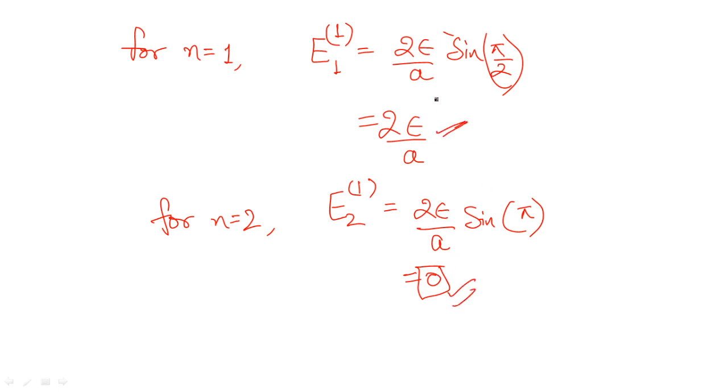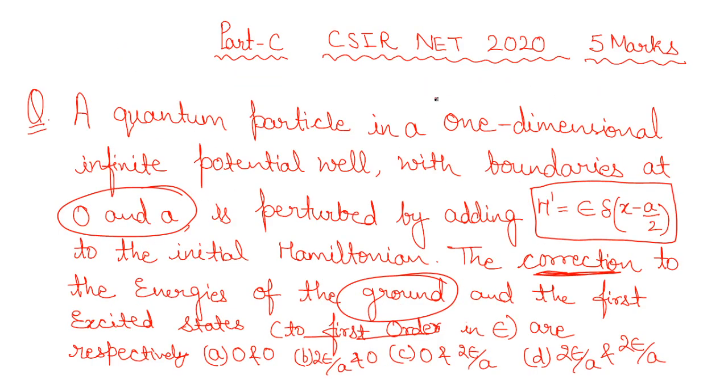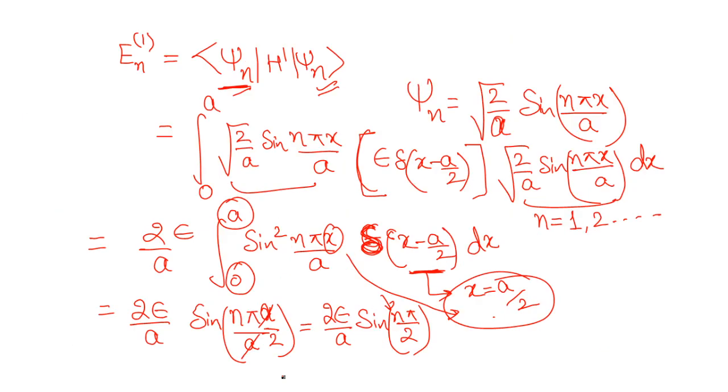Ground state, first order correction to the energy value is 2 epsilon by A. 2 epsilon by A and 0, where are they present? In option B. So that is your right answer. This is how simply you can get your 5 marks for such type of question, and it was quite easy.